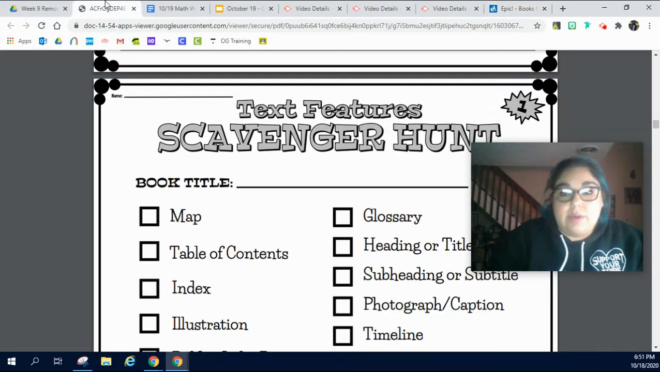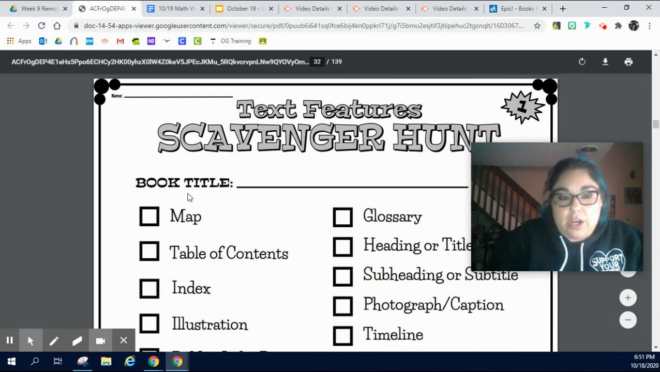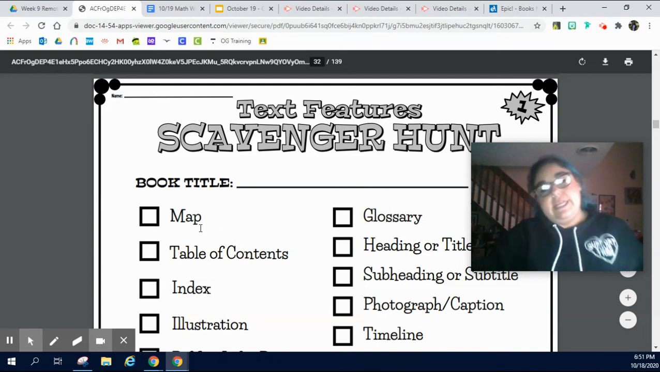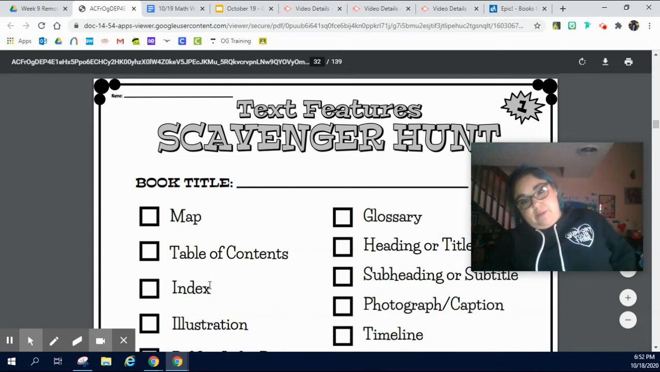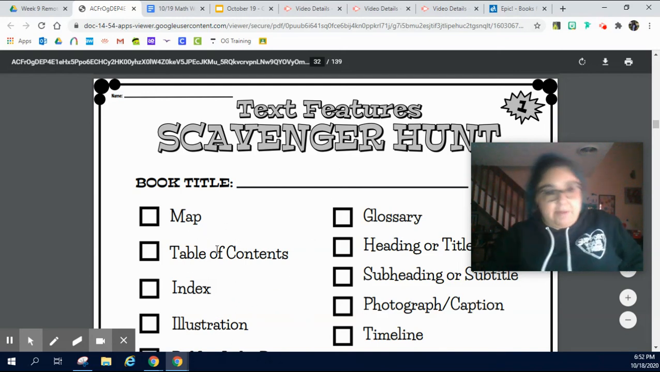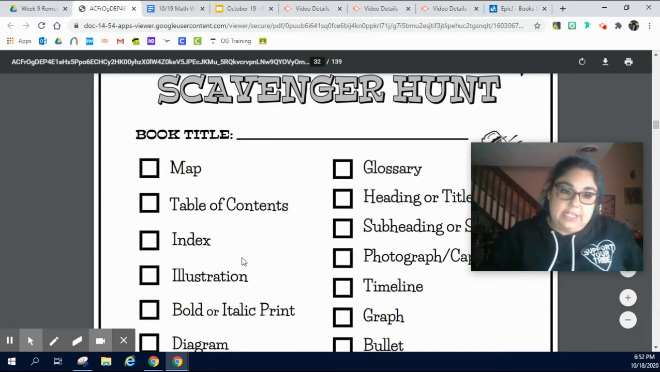Now, your assignment is going to be this one right here. You're going to find these things in nonfiction books. You're going to find a map, a table of contents, index, illustration, bold and italic words. Find as many as you can, okay?